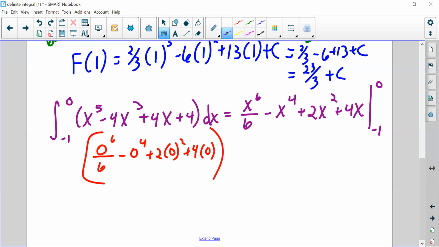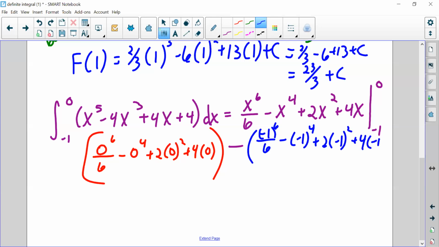And then I want to see minus. And then I want you to substitute in the lower limit. So that's going to be -1 to the 6th over 6, minus -1 to the 4th, plus 2 times -1 squared, plus 4 times -1. And put that in big parentheses.